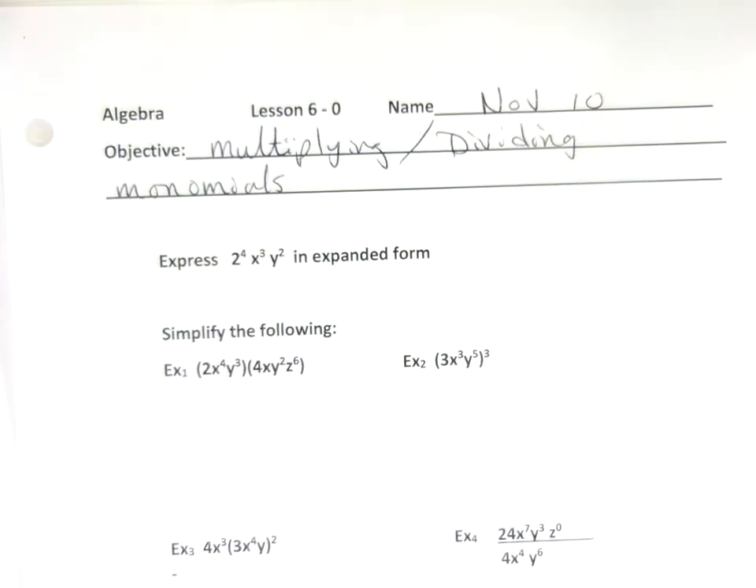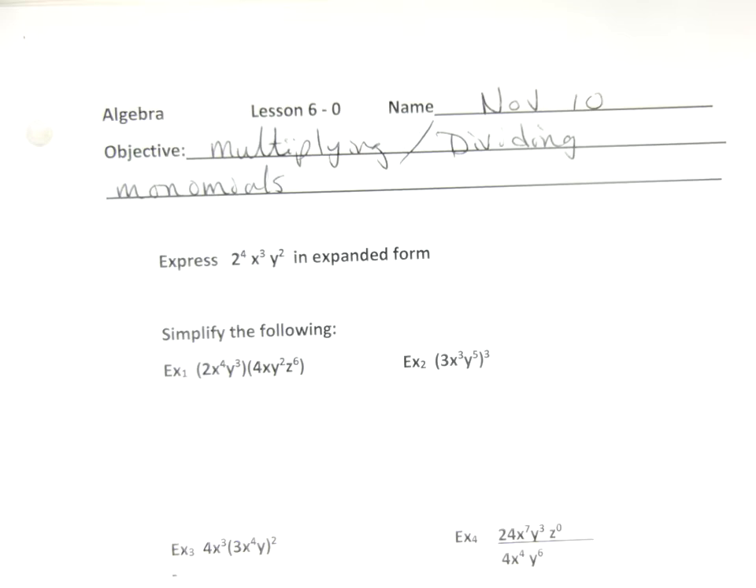Okay, mono means one, and nomial means number. So all together that's one number. There's no plus or minuses. That makes sense? That's just one. It's one thing, but it's a number. We don't know what x is or y is, but they're numbers, okay?